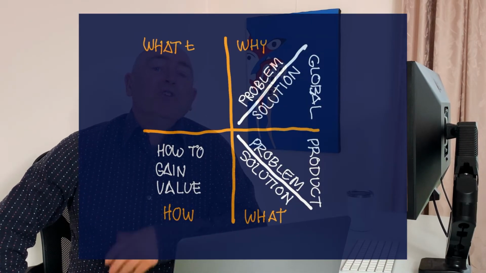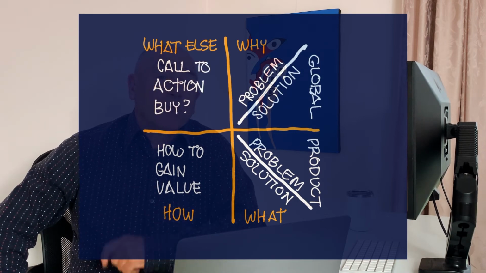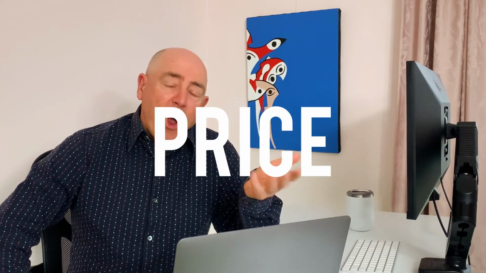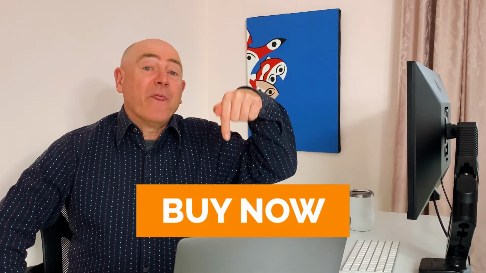In the final quadrant, the what else quadrant, you provide a call to action to give your buyer the opportunity to purchase your product. This includes the price, any terms and conditions they need to be aware of, and how to buy it. And given this is a sales video, it's likely they're already watching this on your sales page. So your instructions for buying might be as simple as click on that button.